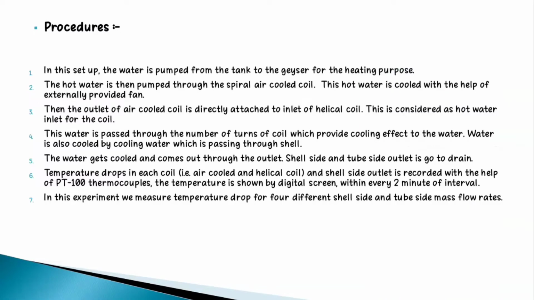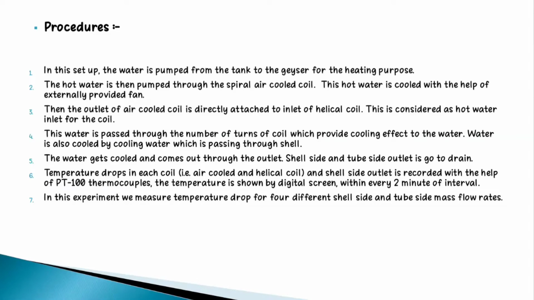Procedures. In this setup, the water is pumped from the tank to the geyser for heating. The hot water is then pumped through the spiral air-cooled coil. Then the outlet of the air-cooled coil is directly attached to the inlet of the helical coil. The water is passed through the number of turns of the coil, which provides a cooling effect to the water. Water is also cooled by cooling water which is passing through the shell. The water gets cooled and comes out through the outlet.